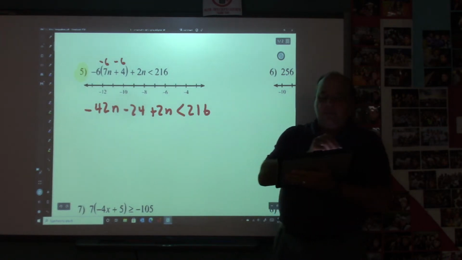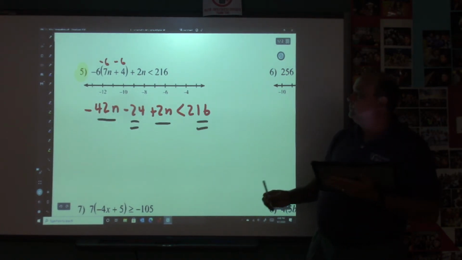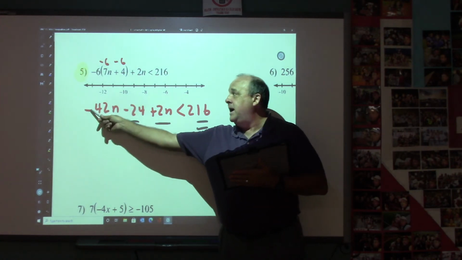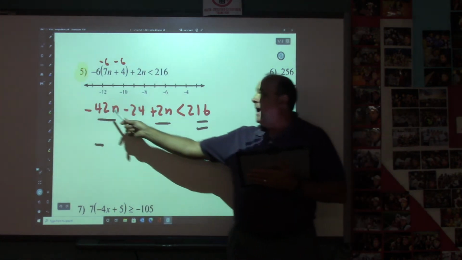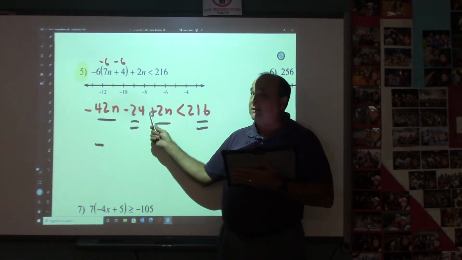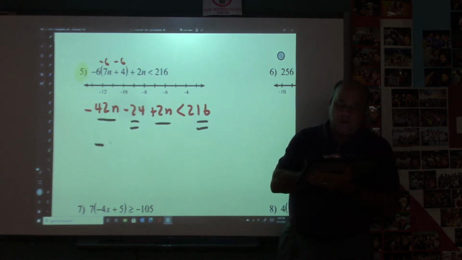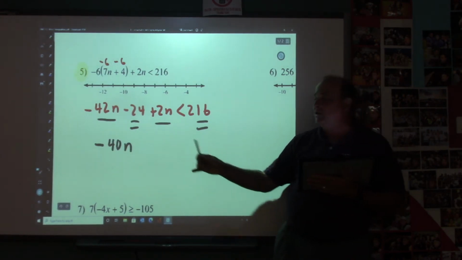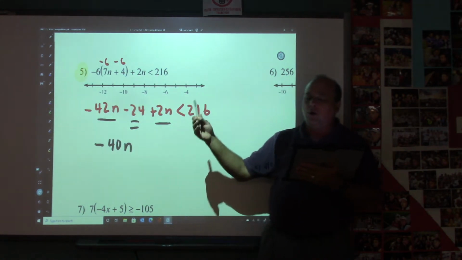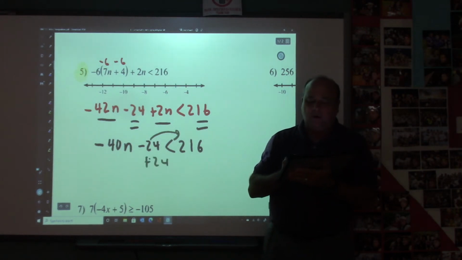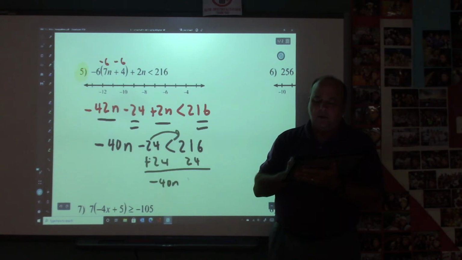Now I'm going to single underline and double underline. I need to group these two letters together, don't I? So what do I have more of, 42s or 2s? I got more 42s, don't I? That negative will drop. Will I add or subtract these? This is negative, this is positive. You would not say the same, you would say opposite, wouldn't you? Since these have opposite signs, I'm taking 2 away from 42, and I would get 40. And my letter's n. Sign, number, letter. The minus 24 drops, less than 216. Now I'm going to take the 24 and move it across, just like you're solving an equation. So I'm going to add 24. I'm going to get negative 40n less than 240.